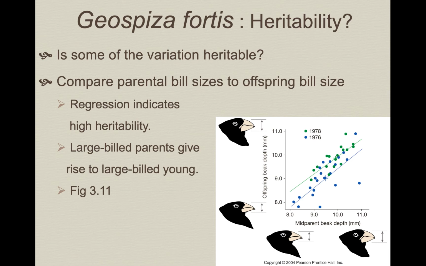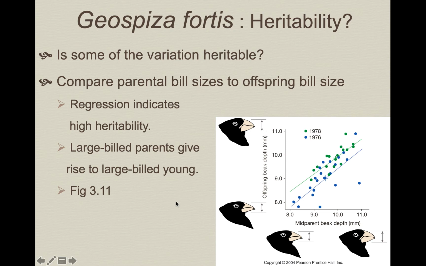Well, one way to do that is a mid-parent analysis, where you look at the average size of the parents' bills and see if that correlates to the offspring's bill size. And you see that in 2 different years, despite the fact that these slopes are different in placement, the slopes are the same in these two different years, and we'll get to that later. But there's a strong positive association. Big-billed parents in both years produce big-billed offspring. Small-billed parents produce small-billed offspring.